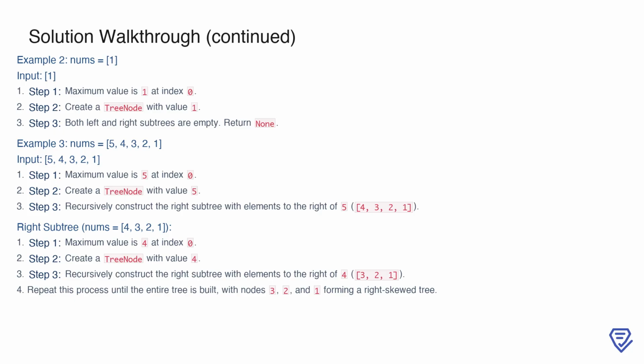Now, for the input nums equals 5, 4, 3, 2, 1, the maximum value is 5 at index 0. A tree node with value 5 is created. For the right subtree, we use the subarray 4, 3, 2, 1. The maximum value here is 4, so a tree node with value 4 is created. This process is repeated for 3, 2, 1, then 2, 1, and finally 1, creating nodes with values 3, 2, and 1. Since all maximum values are always at the start of their respective subarrays, the tree becomes right-skewed, with each node linked to the next smaller value as its right child.